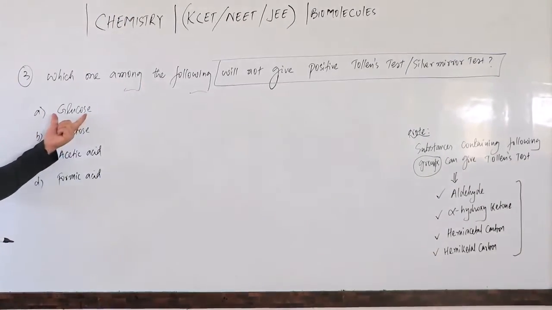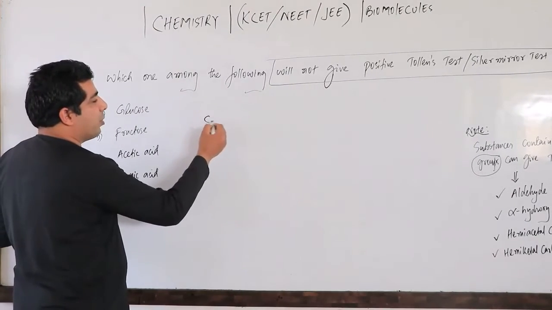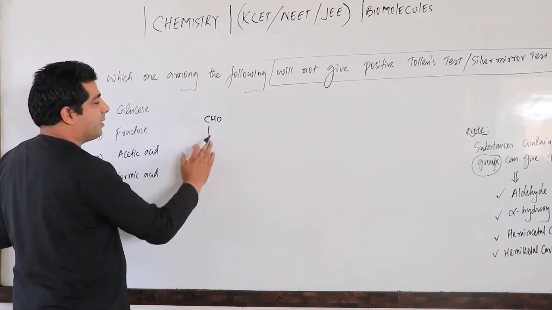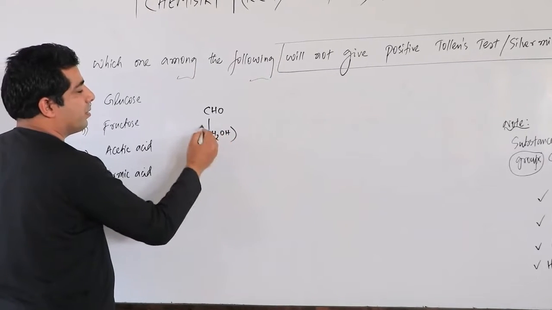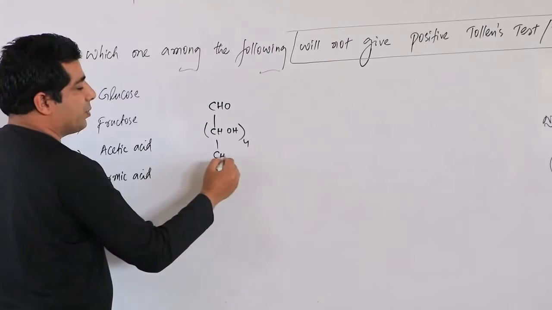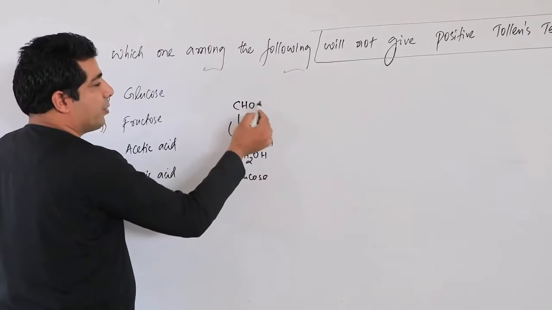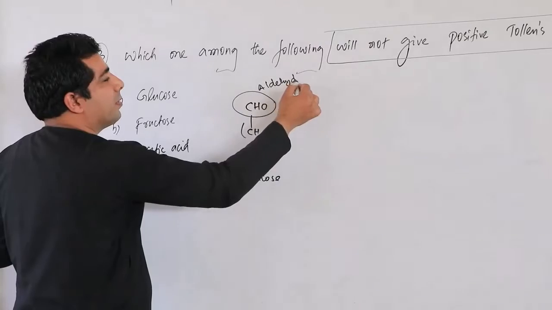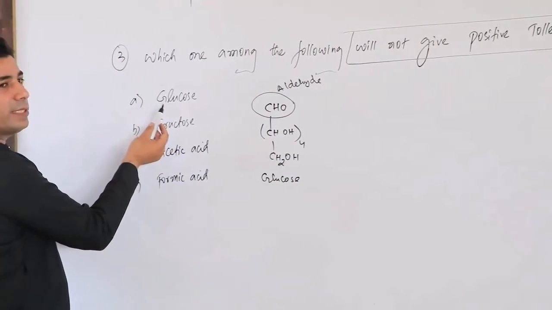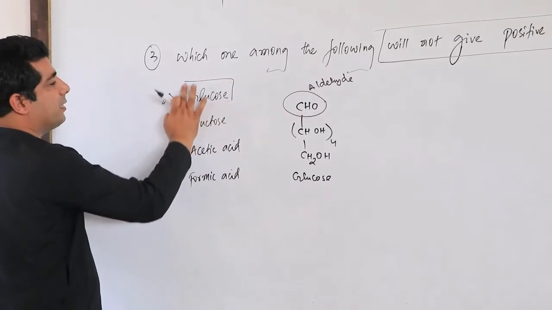If we talk about glucose molecule here, everybody knows about the structure of glucose. Glucose molecule will have an aldehyde group, correct? So I will mention it like this: CHO, CHOH, sorry, then I will write it 4 times and CH2OH. This is our glucose molecule. And you know that it has an aldehyde group. Okay. So it will give Tollens test. This glucose will give Tollens test. So this is not our answer.